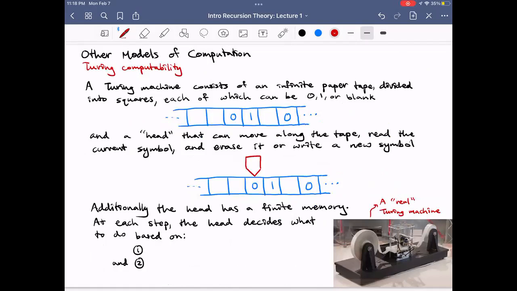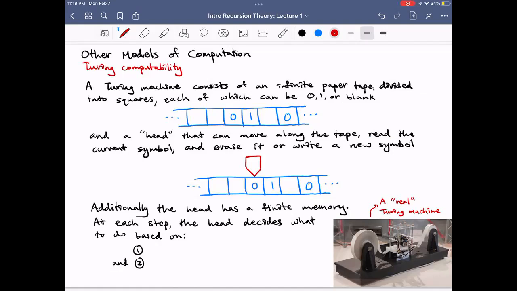So what was Turing's definition of computation? He said, imagine some sort of machine, and this machine has an infinite tape of paper divided into squares. Each square has written on it either a 0 or a 1, or it's just blank. Additionally, there's a machine that moves along the tape, which he called a head. At each step, it can move either left or right along the tape. It can read what's written in the current square, and it can overwrite that square with either a 0, a 1, or erase it and leave it blank.